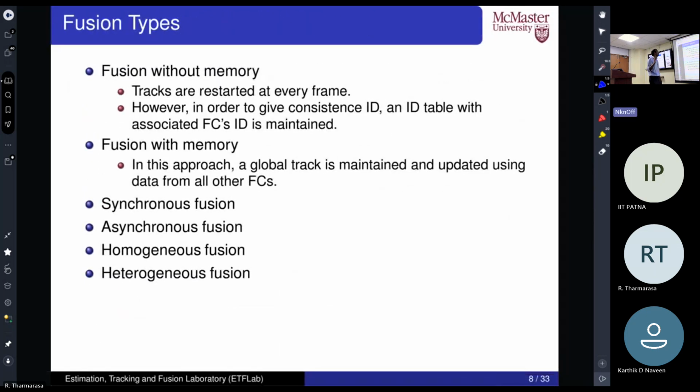Okay, as a next thing, we are going to talk about fusion without memory and fusion with memory. I don't have any slides on this, but I will spend a little bit of time on that because this is an important difference. These others are clear, I believe. Synchronous and asynchronous, we already know from the name.